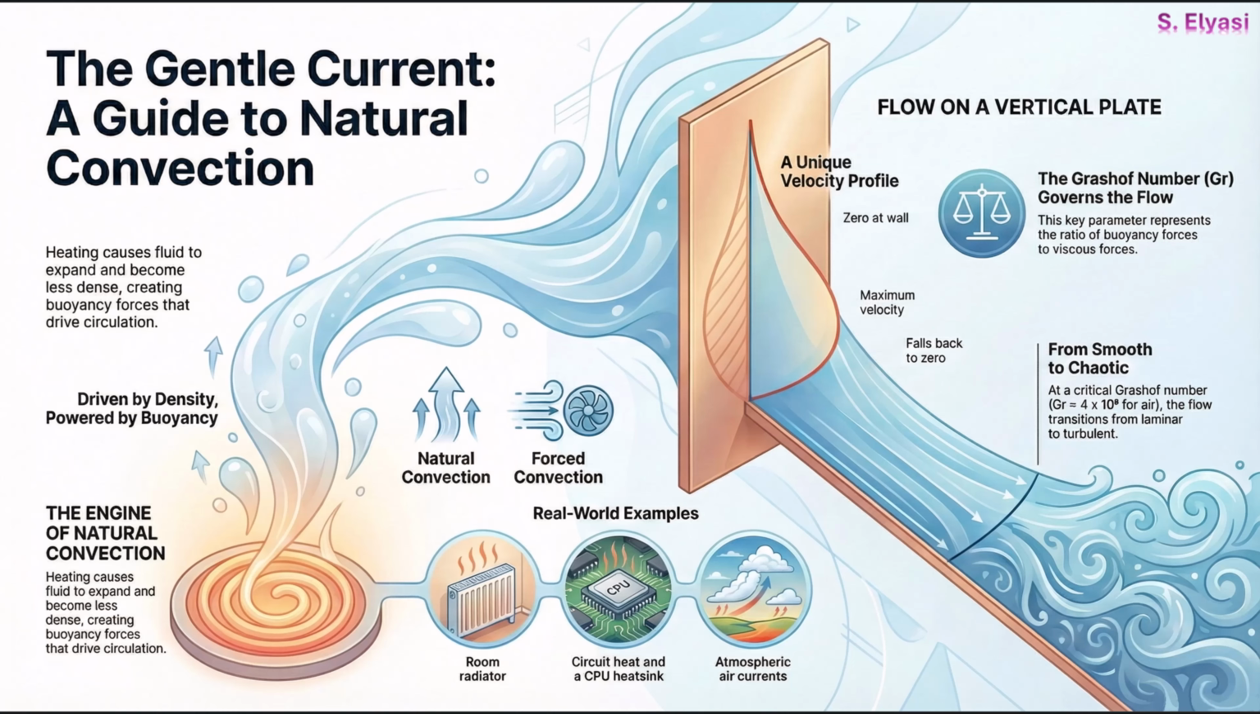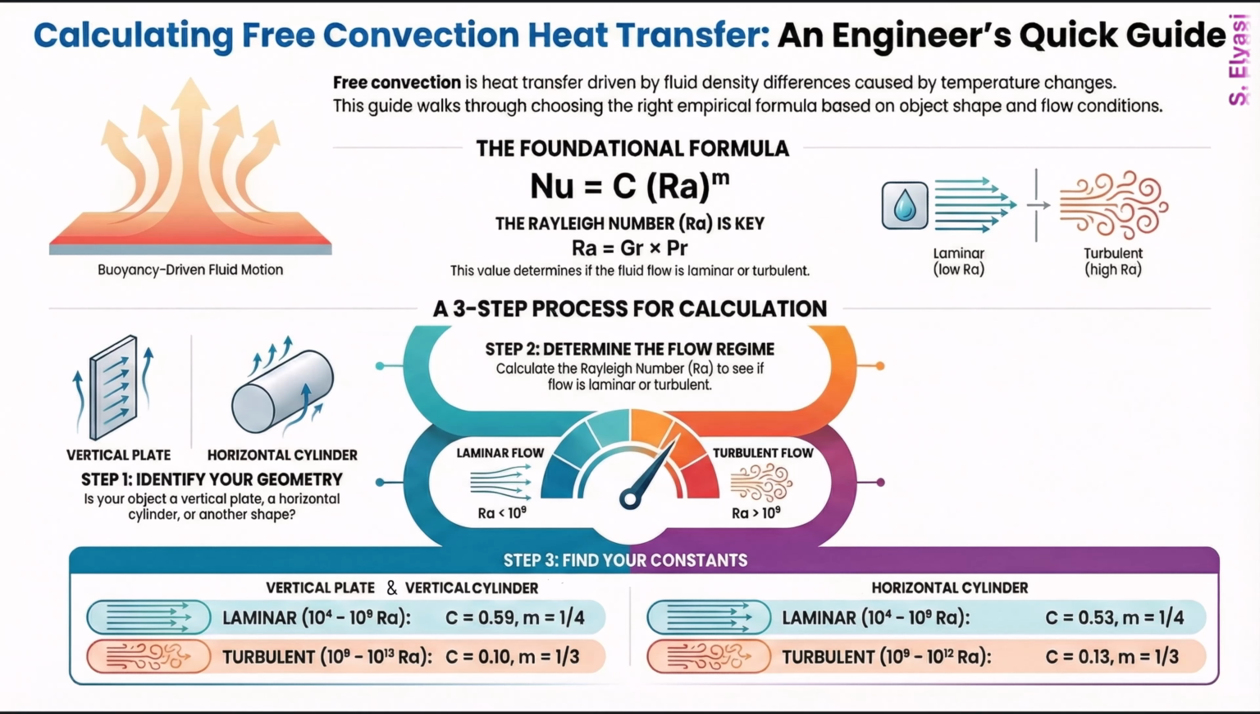That's exactly why your computer's CPU heatsink needs a fan, to get rid of heat way faster than a gentle, natural current ever could. So really, natural convection shows us how simple laws of density and buoyancy create these gentle but incredibly powerful currents that move heat everywhere. Calculating free convection heat transfer.